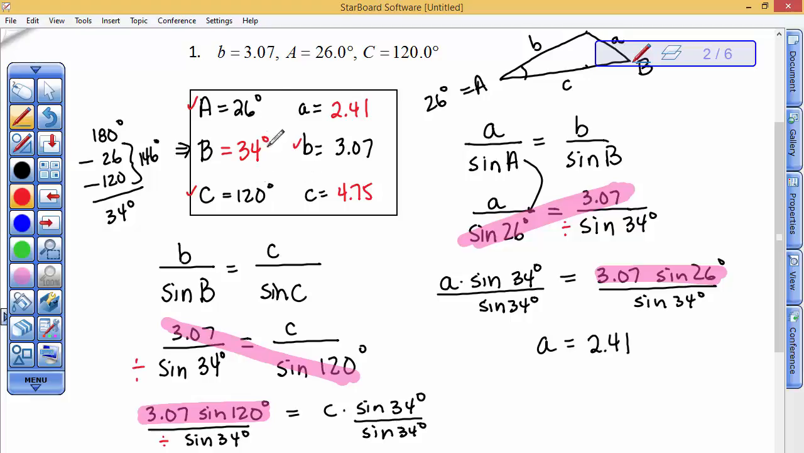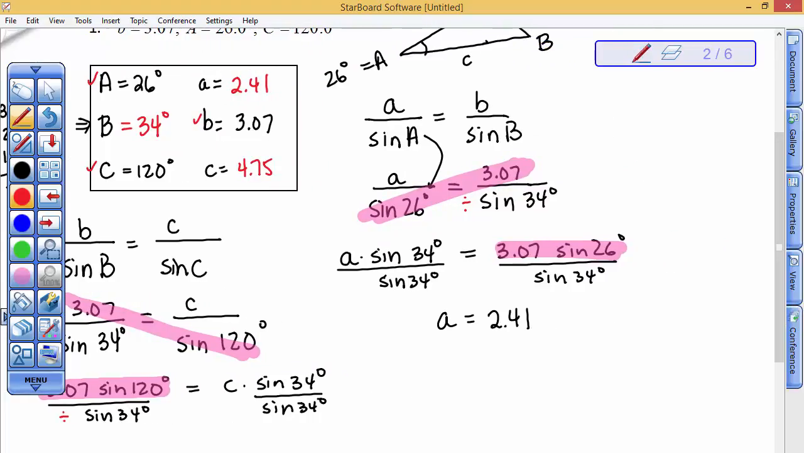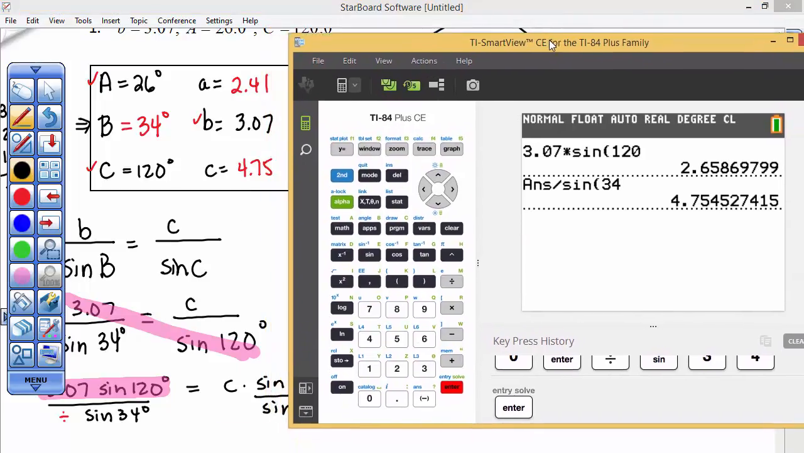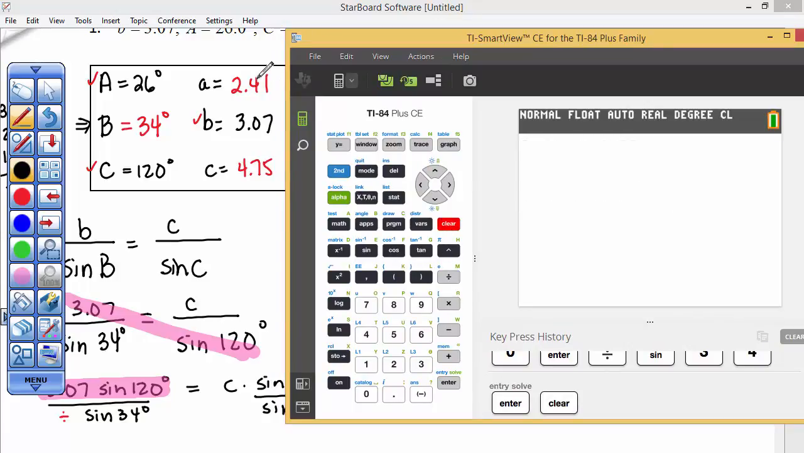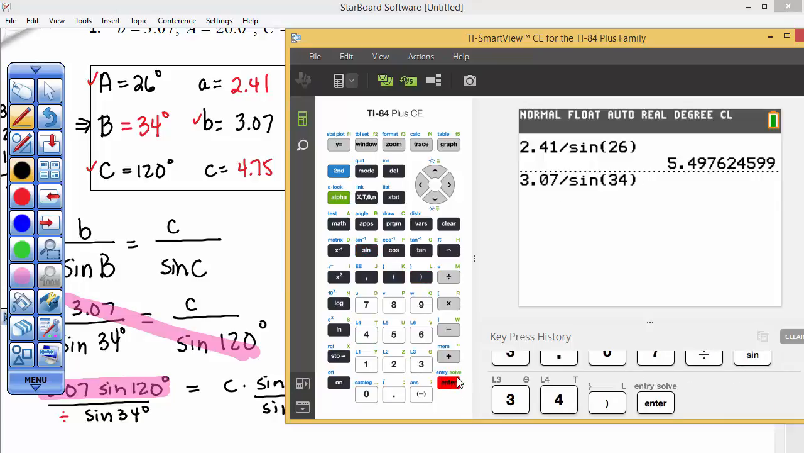And finally, I would like you to know that if you have solved a triangle and you know that the formula for law of sines is A over the sine of A equals B over the sine of B equals C over the sine of C, then you could take your answers on your calculator and calculate what side A, 2.41, divided by the sine of angle A, 26 degrees, is, and see if that's equal to side B, 3.07, divided by the sine of angle B, and see if that's equal to side C, divided by the sine of angle C.